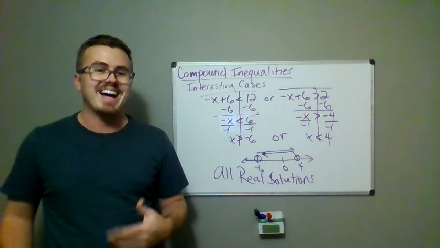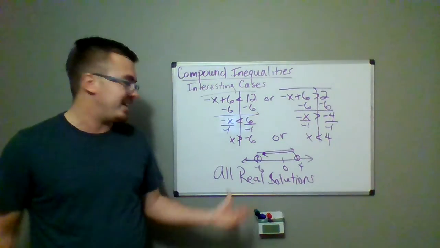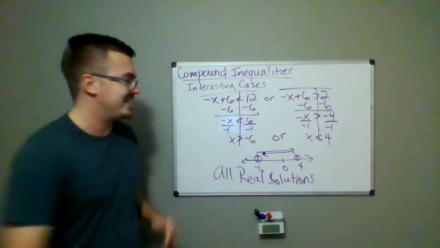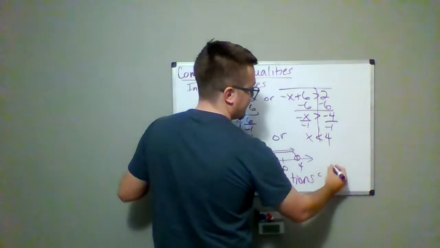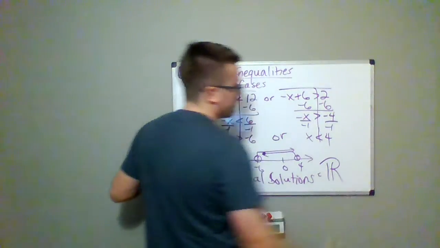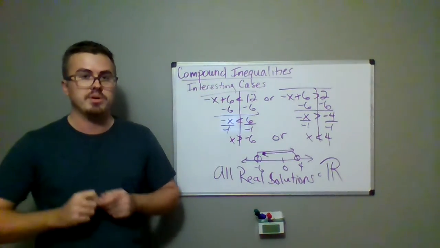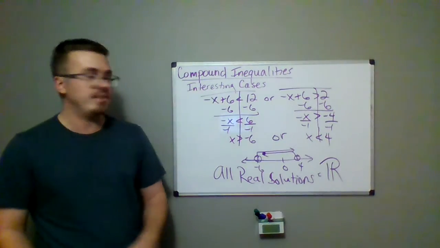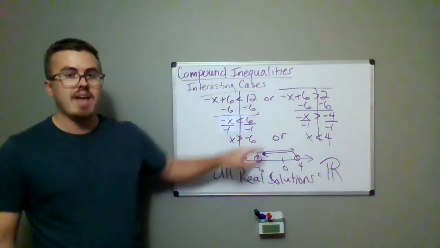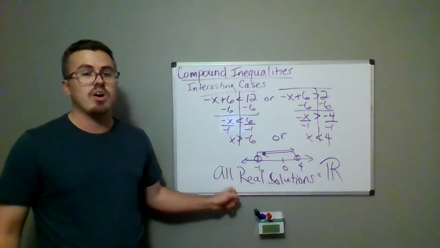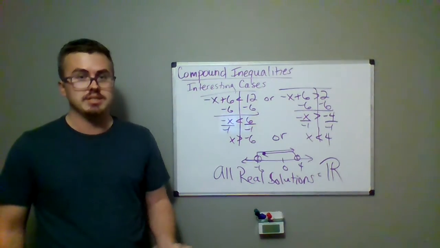Now, when you're doing this on Delta Math, you'll probably not see a solution written like this. What you'll probably see instead is where they give you a double bar R. And that double bar R just means all real numbers. So to reiterate, if you get an or problem and the graph ends up looking like an and problem, you're going to get all real solutions.